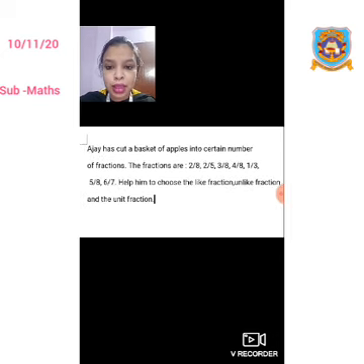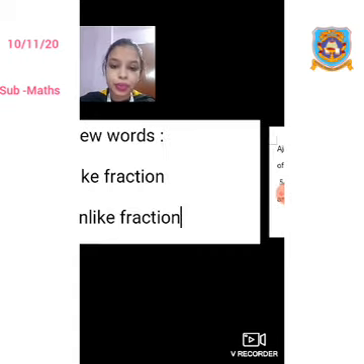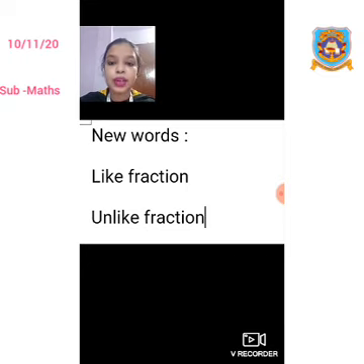The next question is: Ajay has cut a basket of apples into a certain number of fractions. The fractions are 2 by 8, 2 by 5, 3 by 8, 4 by 8, 1 by 3, 5 by 8 and 6 by 7. Now out of all these fractions of the apples, you have to choose the like fractions, the unlike fractions and the unit fractions as well. Okay children, so how will you do that? You know what is like fraction, what is unlike fraction, as well as the unit fraction. The new key words that you have learned today are like fraction and unlike fraction.